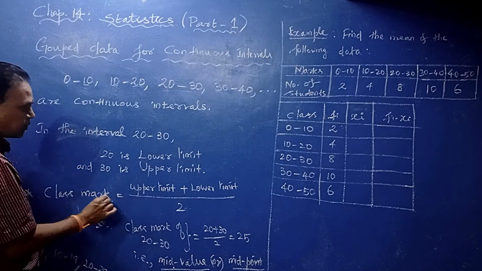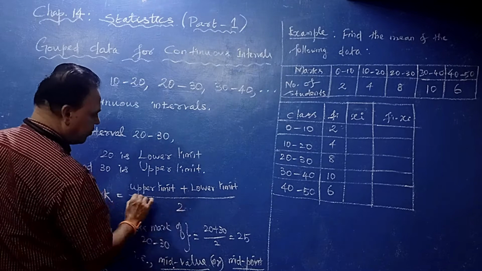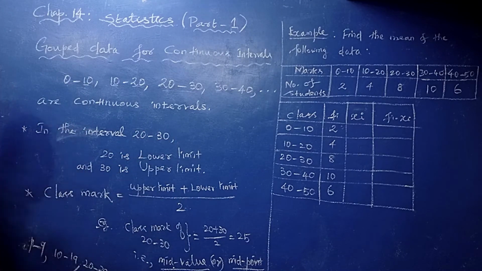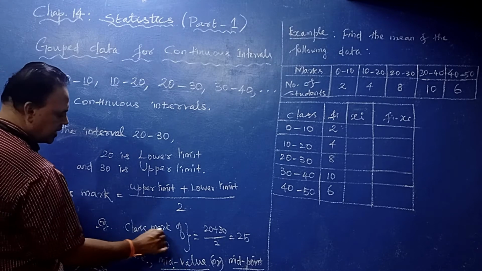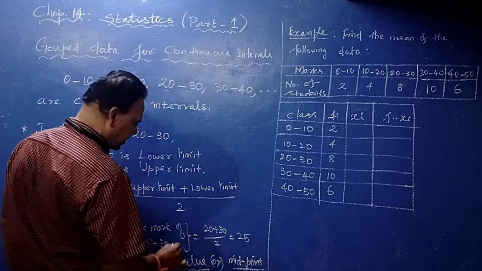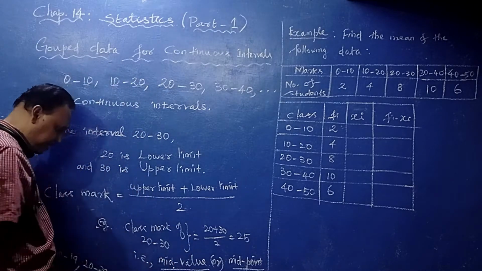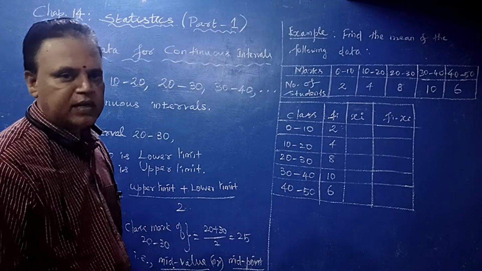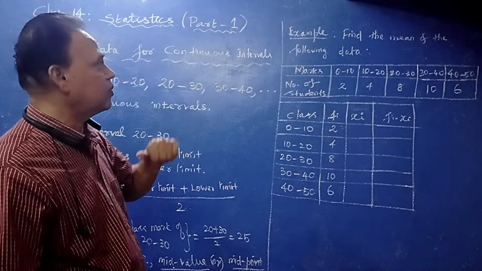Class mark means upper limit plus lower limit divided by 2. Both the limits you have to add and divide by 2, and correctly we will get the midpoint or mid value. You see, the class mark of 20-30 means add and divide by 2, 25. Correctly we get the midpoint or mid value. Understand? Now we will see some problems.